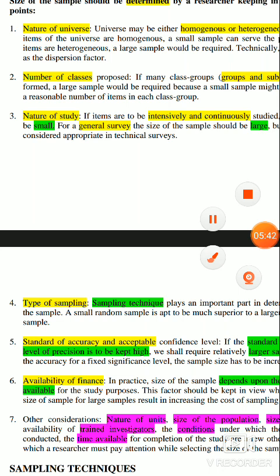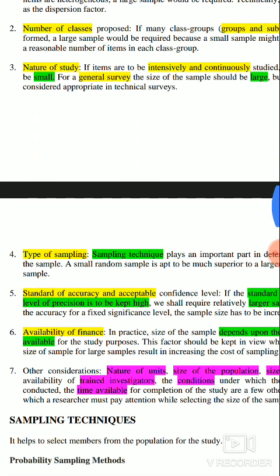Second, the number of classes in the population, that means the number of groups in the population. If a population has more groups, a researcher needs to take more samples, because the researcher needs to take a sample from each group, so the sample number will be more. If a population has fewer groups, the sample size will be smaller.